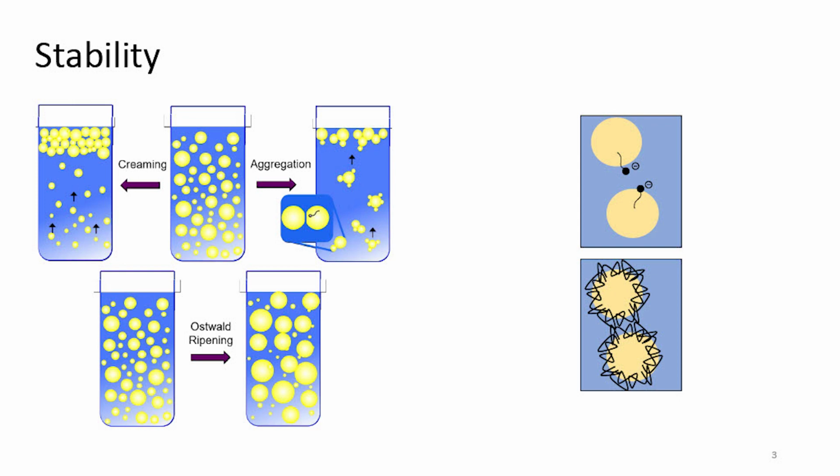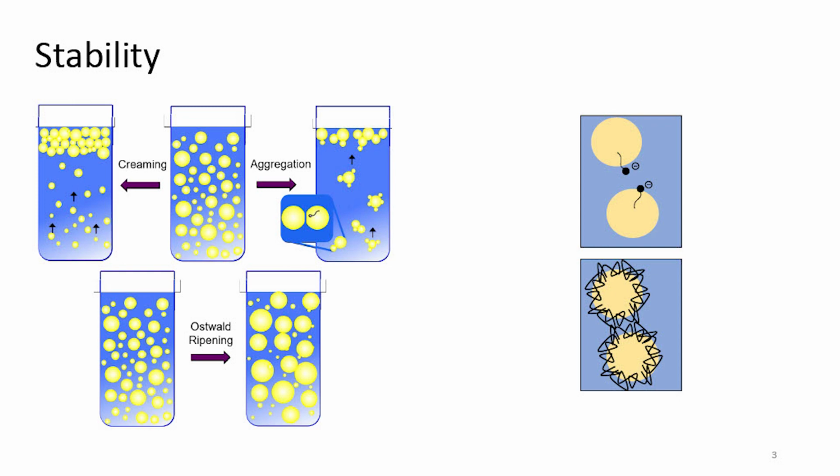On the left, you can see we have an emulsion that's mixed up, and under the influence of gravity and other body forces, creaming will occur, which is when the density differences cause particles or droplets to settle out or to cream upward.